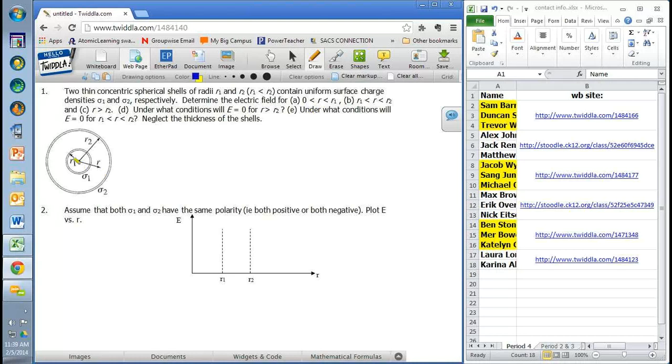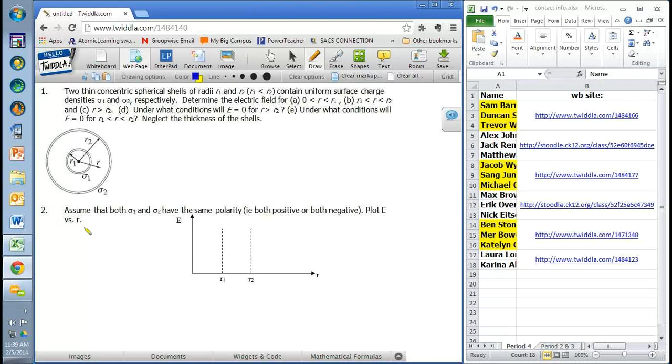So inside here, imagine drawing a Gaussian surface. Part B, for r greater than R1 but less than R2. So imagine another Gaussian surface out here. And then finally for part C, draw another Gaussian all the way out here, trying to figure out what the E field is.